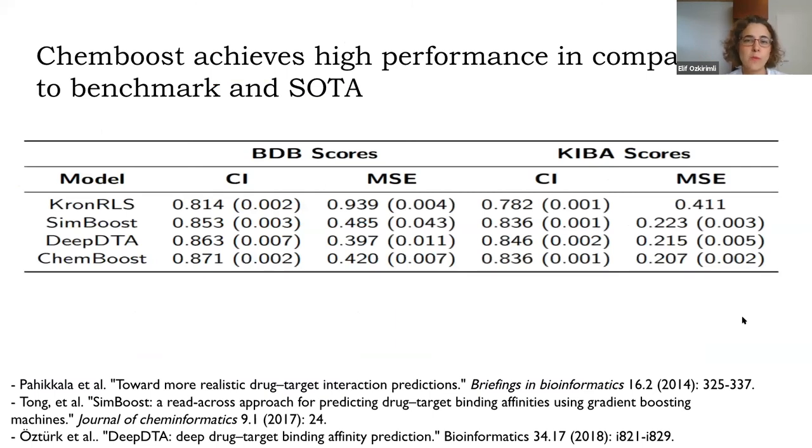ChemBoost achieves high performance in comparison to benchmarks and to the state of the art at the time that it was published. The state of the art, as it turns out, was DeepDTA, which is also a paper that we had published. DeepDTA is basically just using raw protein and compound sequences or string representations without extracting vectors. It's just using convolutional neural networks to come up with really successful scores. We tested our results on two data sets, BindingDB and Kiba. BindingDB is a more general protein compound data set, whereas Kiba is a kinase data set.